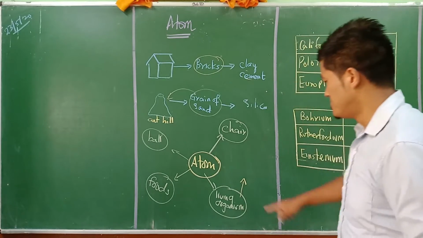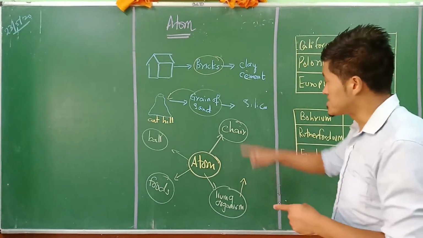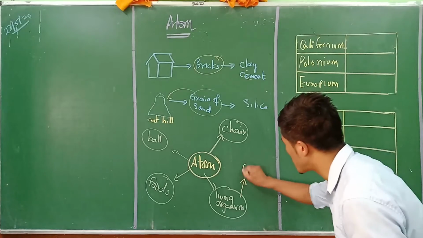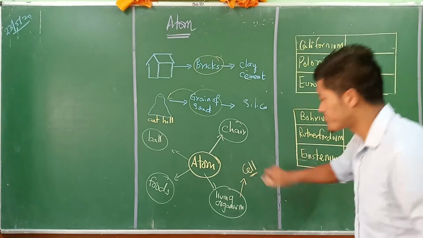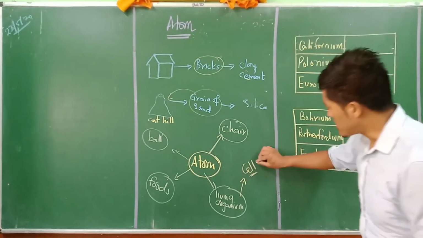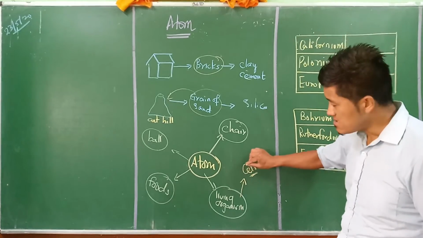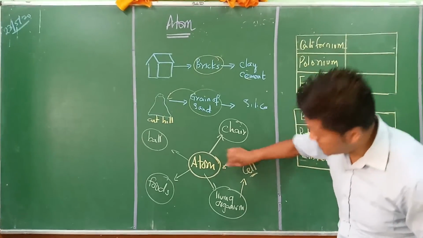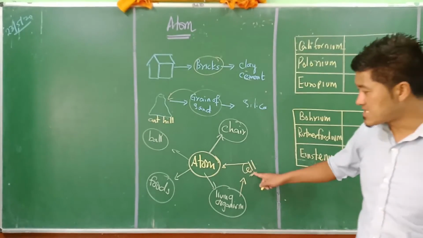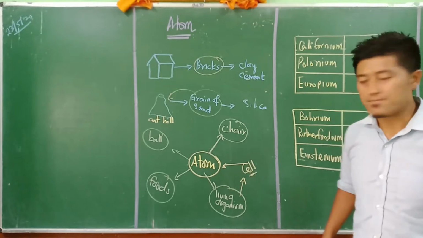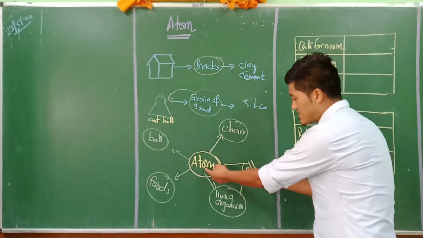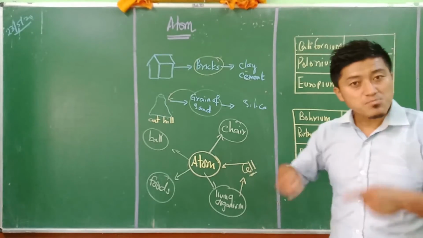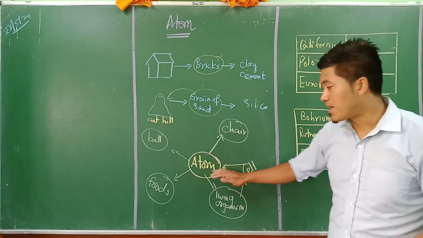We know that in the case of living organisms, the building block or the structural and functional unit is what we call the cell, right? Now this cell is further made up of atoms. Understand? When you compare atom and cell, an atom is much smaller, and many atoms combine together to form a cell.